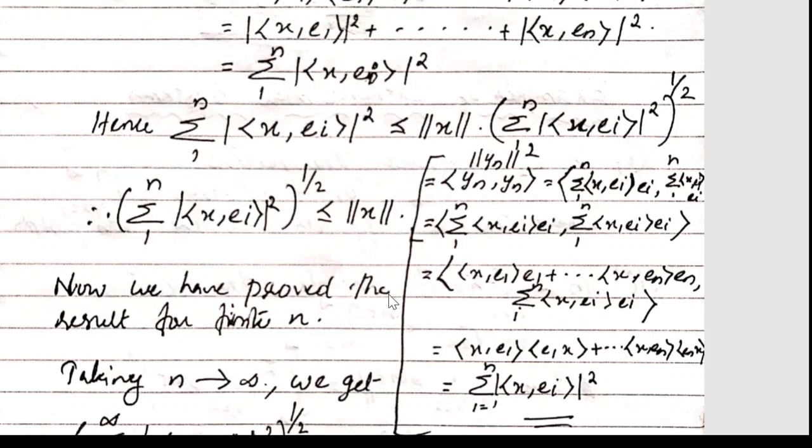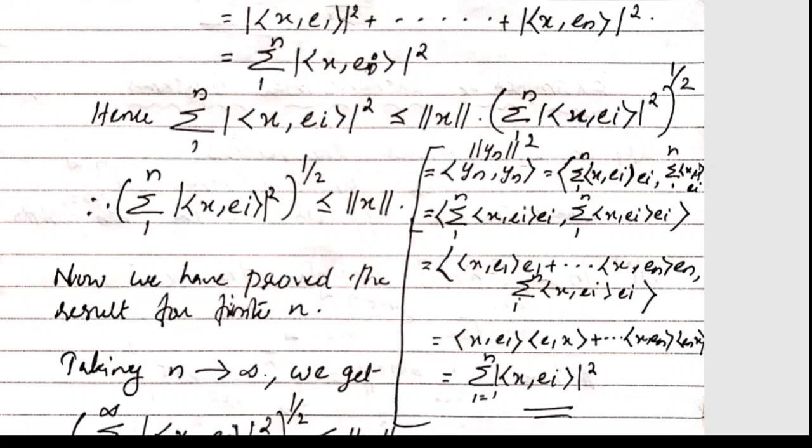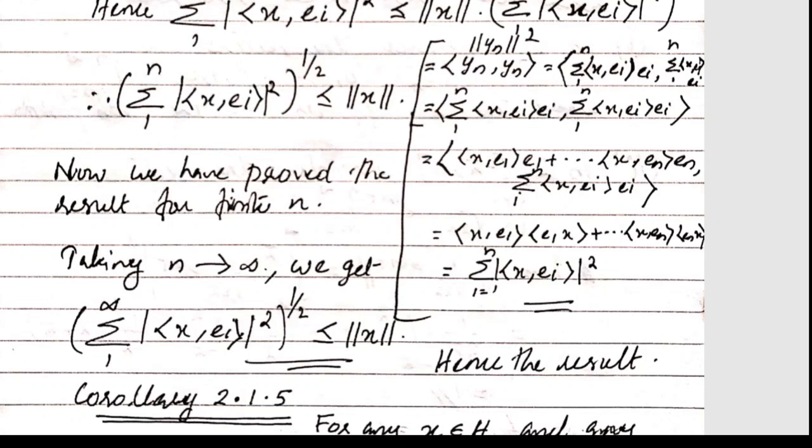Now we have proved the result for the finite case. So for finite n we have proved this. Now taking n tends to infinity, we get this quantity is less than norm x. So hence the result.